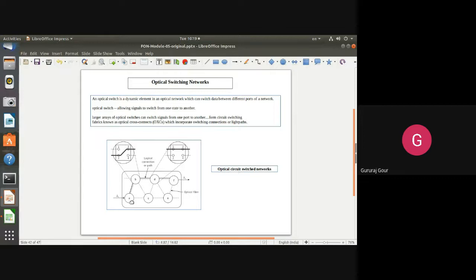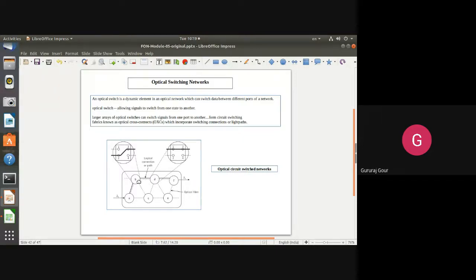Whatever path you are observing, the thick line indicates this path has already been established. That is the main concept of circuit switching. Before the call occurs between A and F, before you transmit this lambda 1 from A to F, the physical connection has to be established between A and F through B and D. That is indicated by the thick line, you can see here.